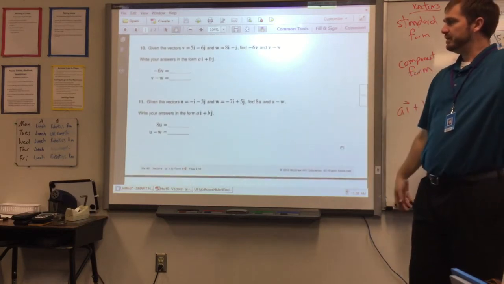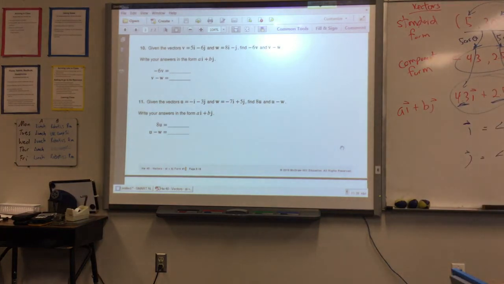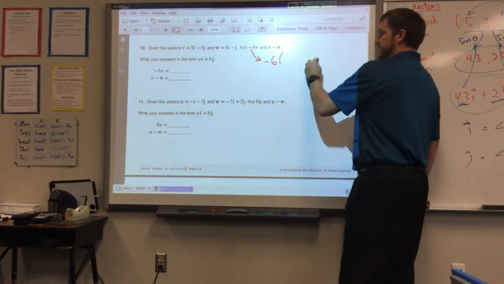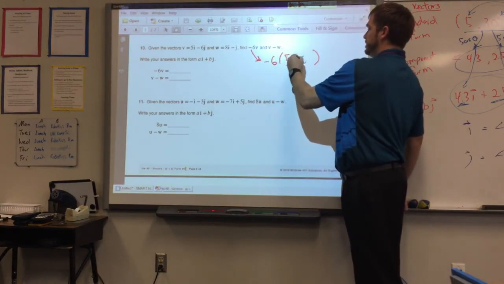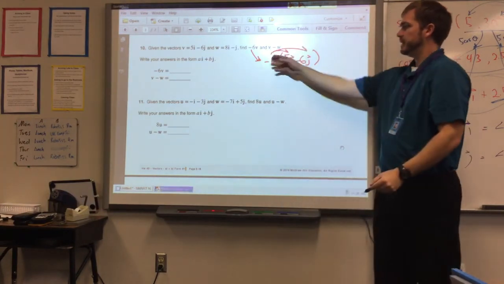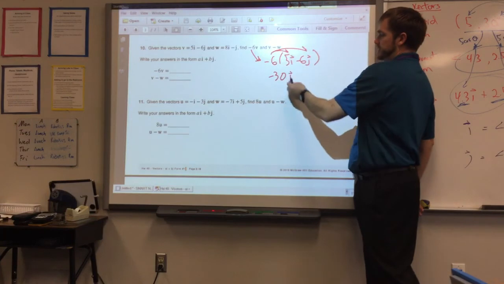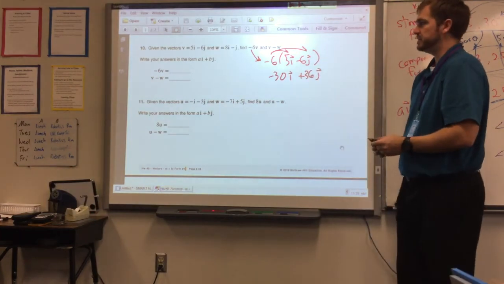Number 10 looks interesting. Narabi, read that one to us. Given vectors v equals 5i minus 6j and w equals 8i minus j, find -6v and v minus w. Okay. So this is where all your algebra skills are going to come into play. So it's -6 times v. I'll put it in parentheses. v is 5i minus 6j. So we'll just distribute. -6 times 5? -30i. -6 times -6? Positive 36j. That part's finished.